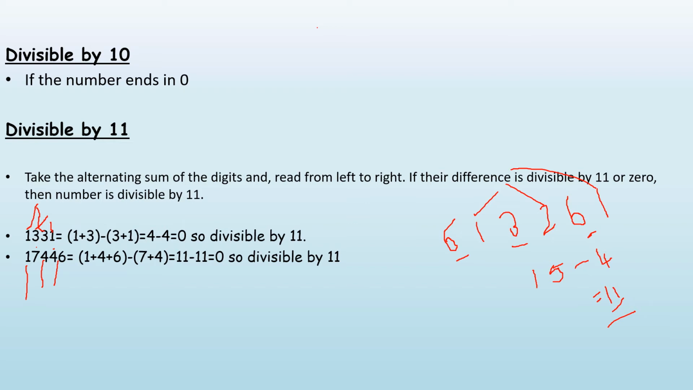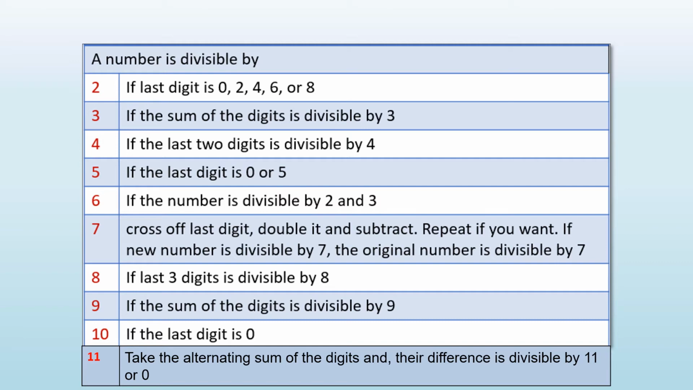6,13,261 is divisible by 11. I hope you all understood this, all the divisibility rules. Now we will move on to conclusion. Before concluding, can I ask you one question? Why do we need these divisibility rules?